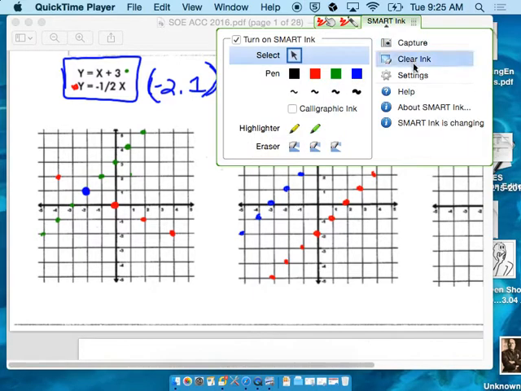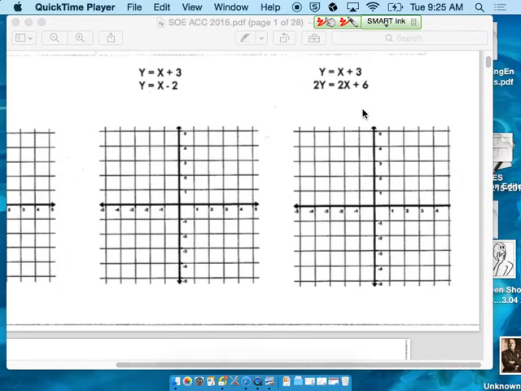And let me move over the screen and we'll do the last example together. So here's the infinite solution system, and you can see that the second line is actually just a multiple of the first.